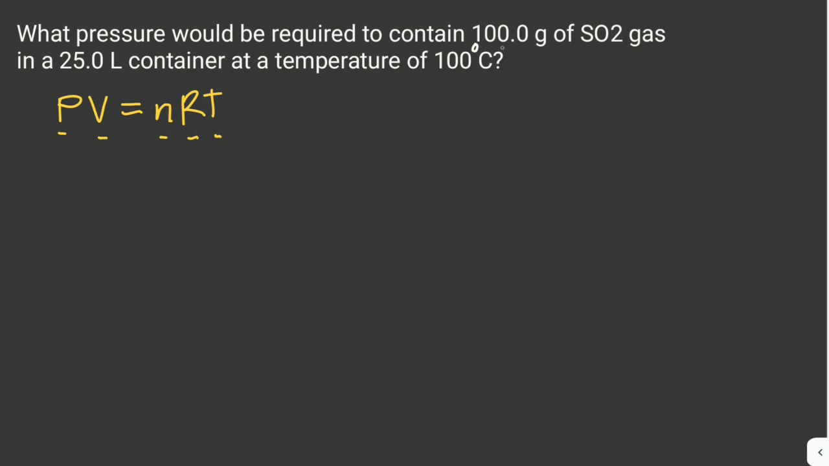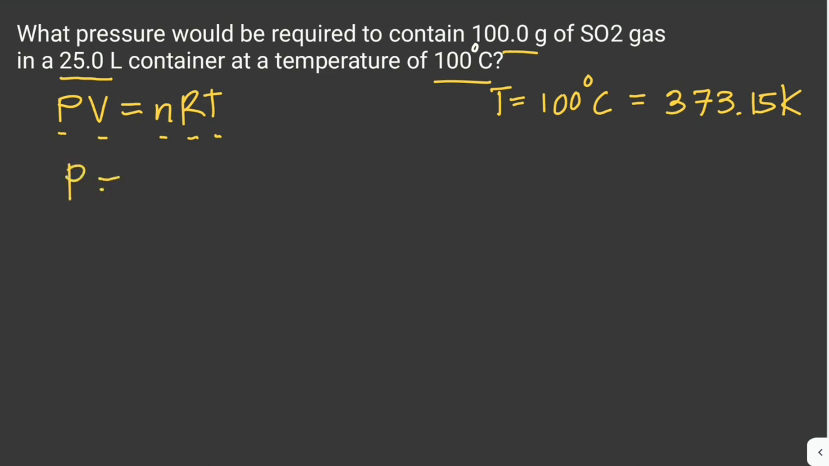So we're given here the number of grams, the volume in liters, and the temperature in degrees Celsius. We just have to convert the temperature into Kelvin. So this is just equal to 373.15 Kelvin. So to find the pressure is just equal to number of moles times the ideal gas constant times the temperature over the volume. We need to find the number of moles first.